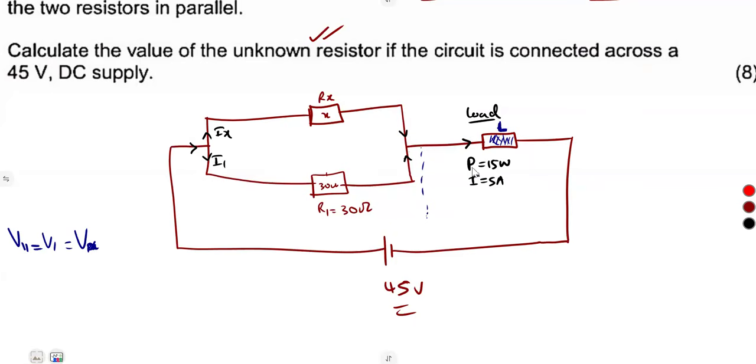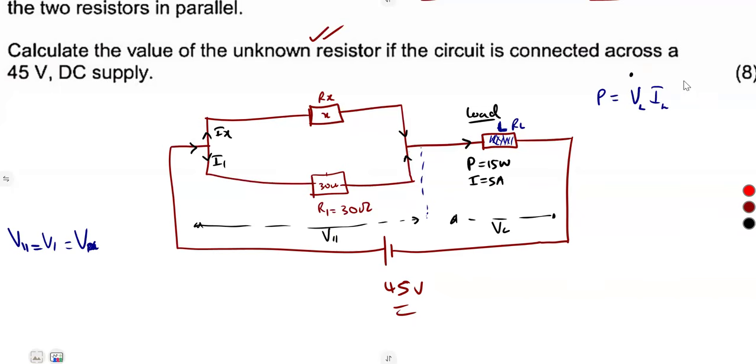So we can obtain the voltage across the load from the power. Remember, power is voltage times current, so it's the voltage across the load and the current across the load. So you can find the voltage, so that we can have the voltage drop of the parallel circuit. Remember, the voltage of the load and the voltage of the parallel circuit give us 45. So we can simply work with that one.